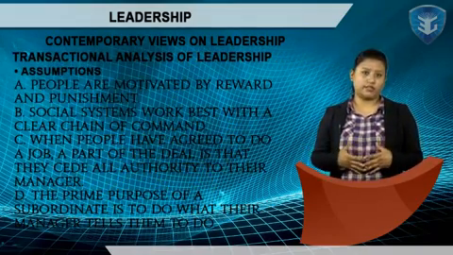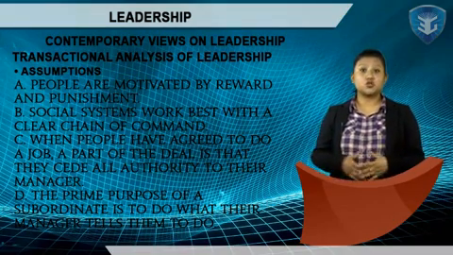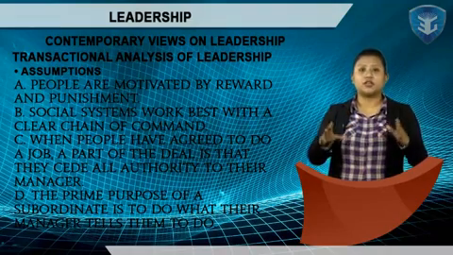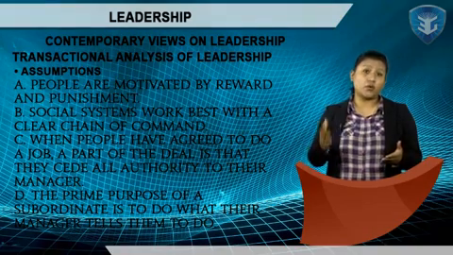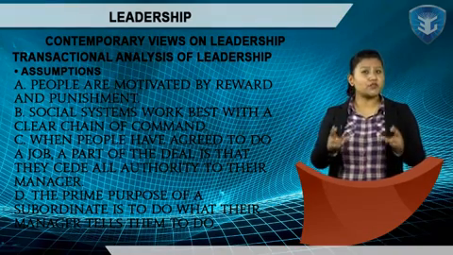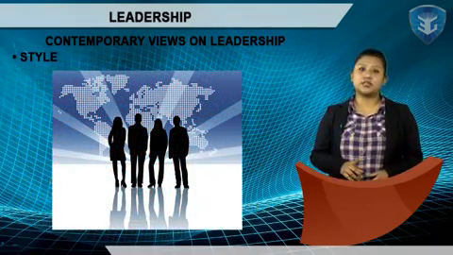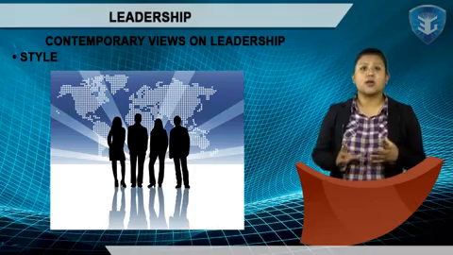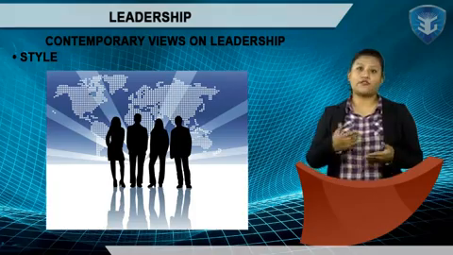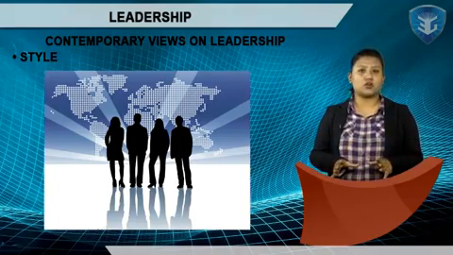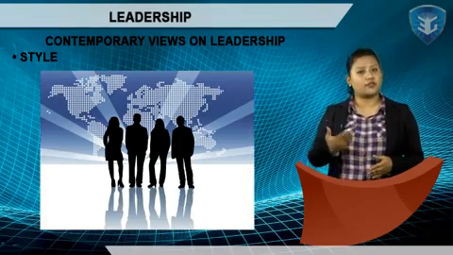Transactional analysis of leadership. Assumptions. People are motivated by reward and punishment. Social systems work best with a clear chain of command. When people have agreed to do a job, a part of the deal is that they cede all authority to the manager. The prime purpose of a subordinate is to do what the manager tells them to do. Style. The transactional leader works through creating clear structures whereby it is clear what is required of their subordinates and the rewards that they get for following orders. Punishments are not always mentioned, but they are also well understood, and formal systems of discipline are usually in place.